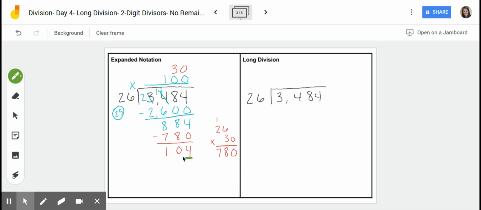So I'm going to check 26 times 4 and see what that equals. Off to the side, I'm going to solve 26 times 4 to verify if that works. I know that 6 times 4 is 24, 2 times 4 is 8, plus 2 more is 10. That's a perfect match. So I can make 4 more groups of 26 out of the 104 that's left. Then I subtract, and we have nothing left. Again, to find my total quotient, I add my partial quotients, which equal 134.